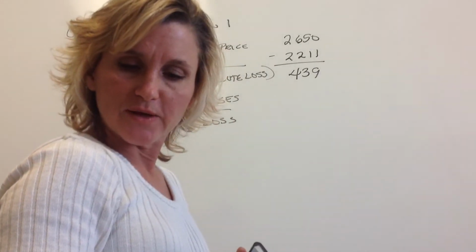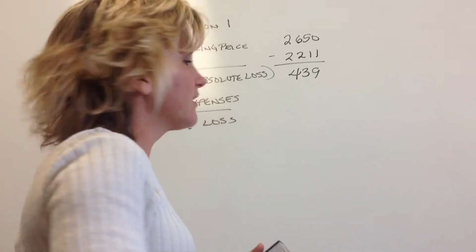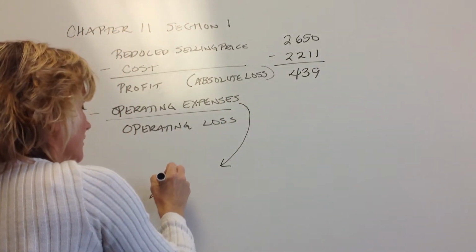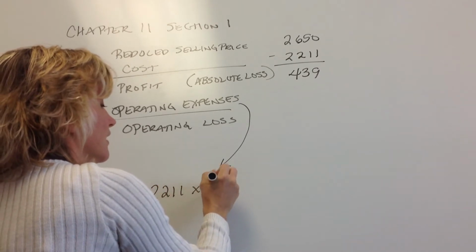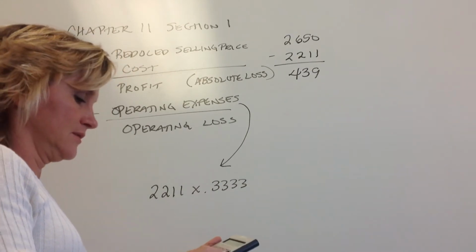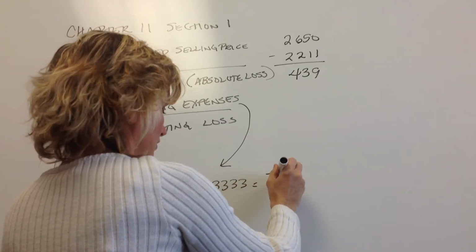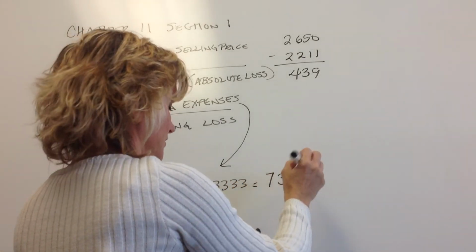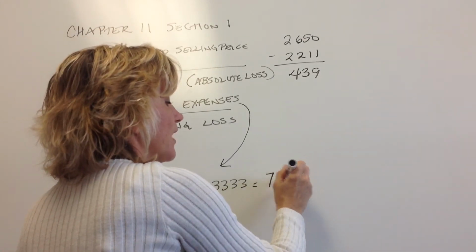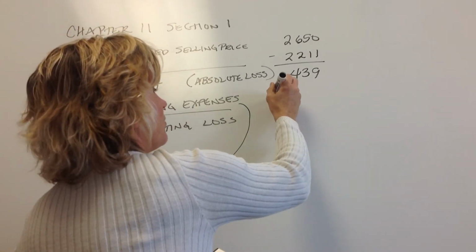Now then, the operating expenses we have to calculate. It tells us that they are 33.33% of cost. So if I come down here and I take my cost of $2,211 and I multiply that by 33.33%, or 0.3333, I get $736 and it's $36 and it's 0.99999. So I'm going to round that up to $737. So then now I'll plug that up here.